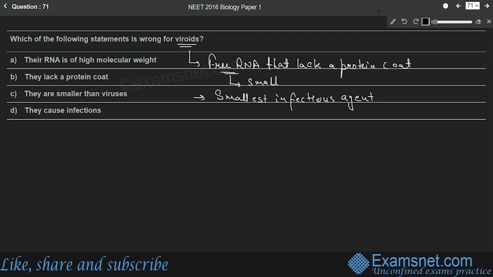The first option says their RNA is of high molecular weight. Now this first statement is incorrect, because their RNA is of low molecular weight, because these are very small. Okay, so these are low molecular weight, not high. The second statement says they lack a protein coat. Yes, they do not have a protein coat. The third statement says they are smaller than viruses. Yes, this is also true, because viruses have a protein coat, but these are without a protein coat. So the size also reduces. Then they cause infections. Yes, definitely these are infectious agents. So the only wrong one is the first one. So option A is the correct answer.